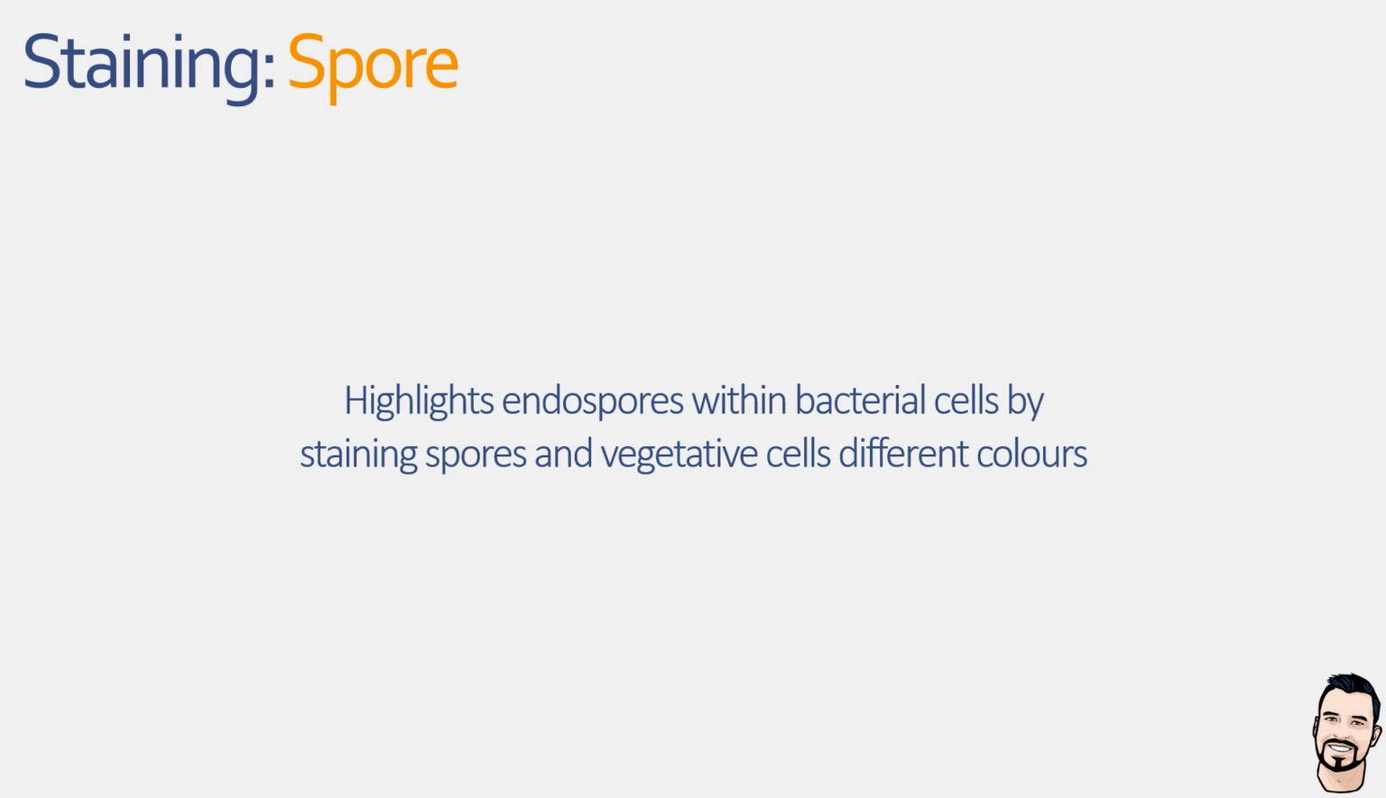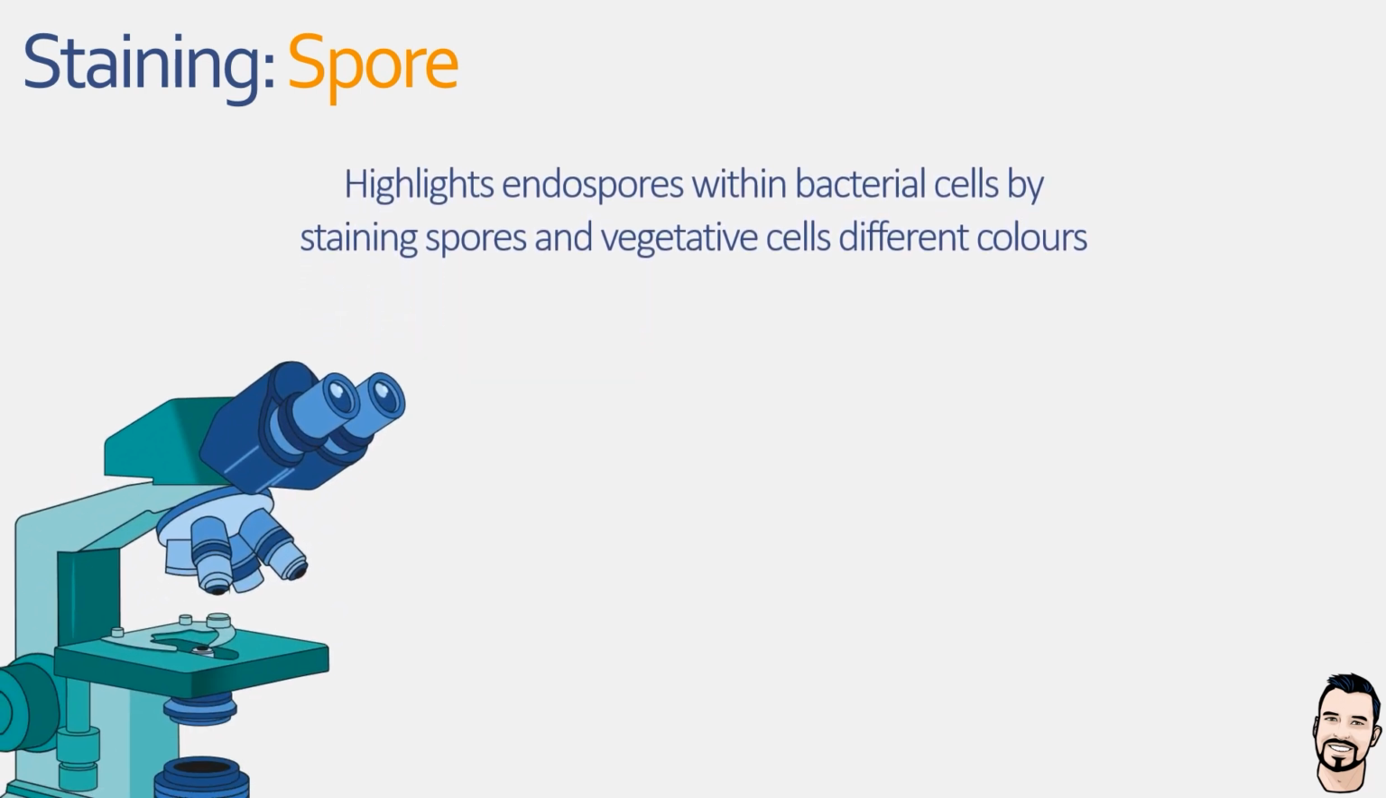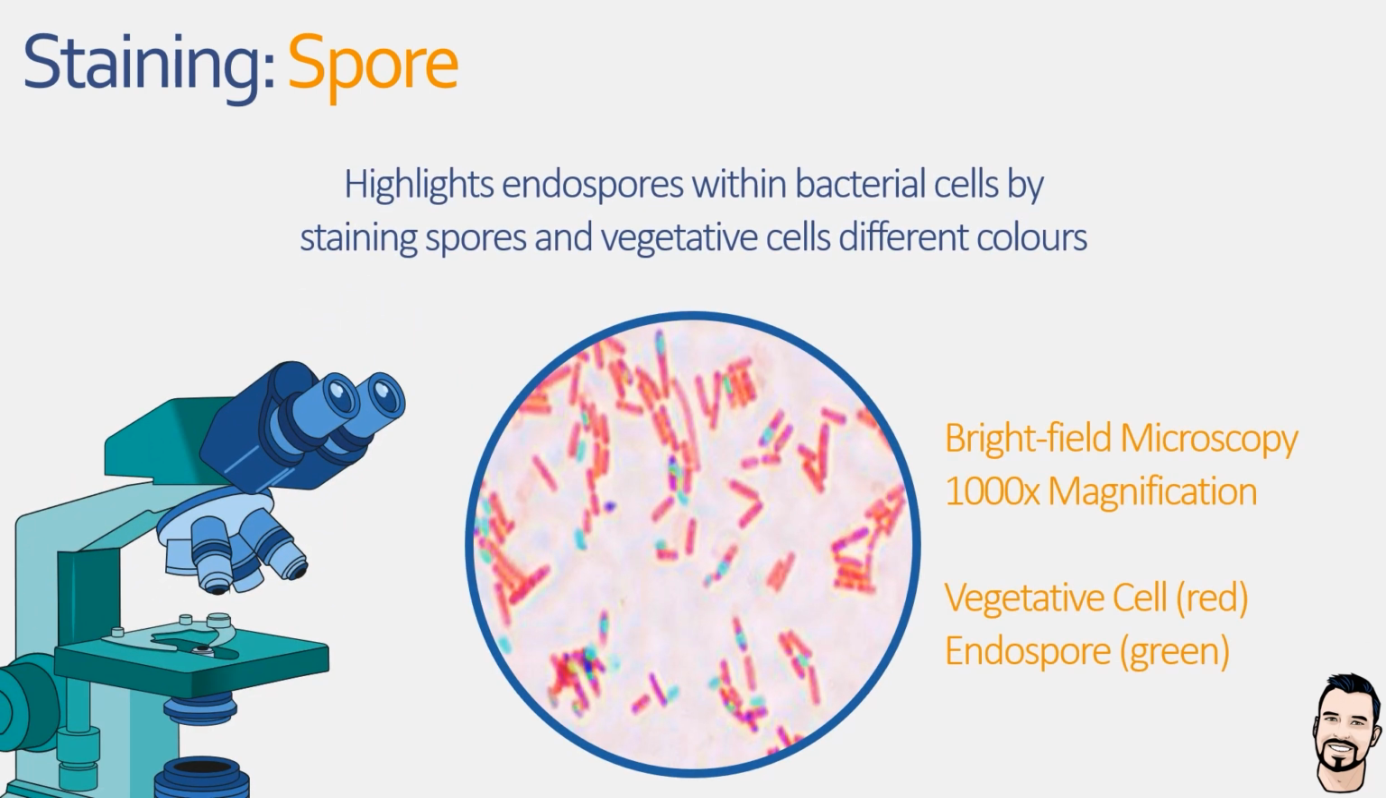The sample is then decolorized with water, which removes malachite green from non-spore structures while the spore remains stained. And finally, a safranin counterstain is then applied, staining the vegetative cells pink while the spores remain green. Now, this technique helps distinguish spore-forming bacteria from non-spore formers, which is important in both clinical and environmental microbiology. We can then view these cells under bright field microscopy on a compound light microscope.